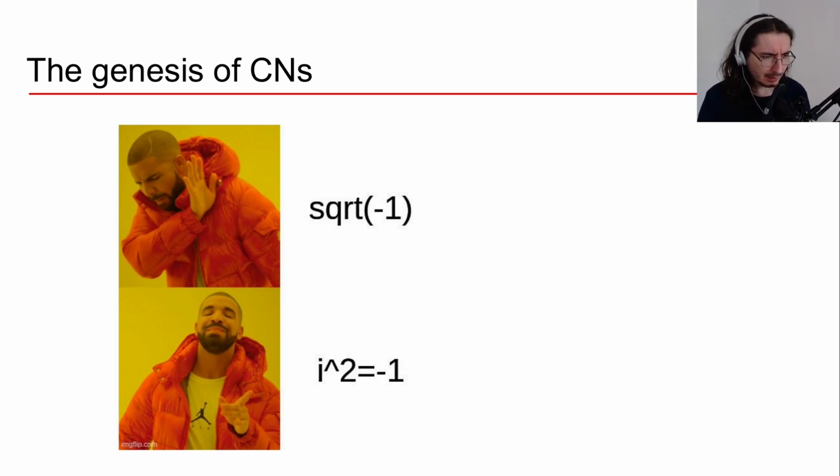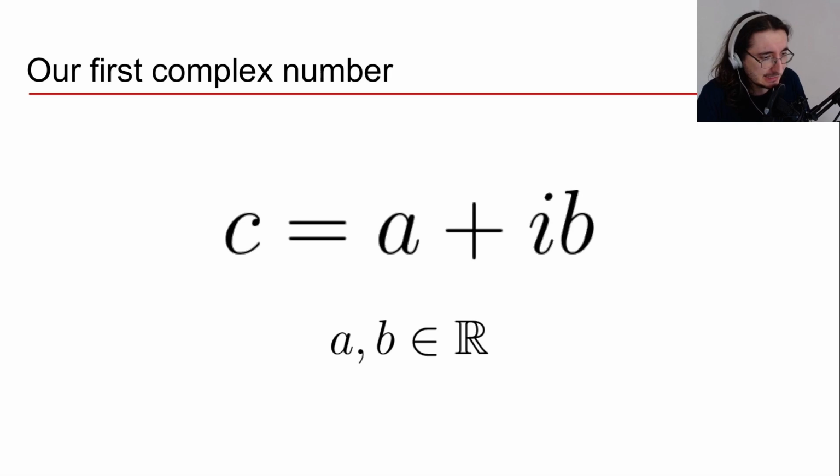So now let's just get familiar with the definition of a complex number, or just see a complex number, even if it's just a generic complex number for the time being. So we define it as c, which is equal to a plus i times b.